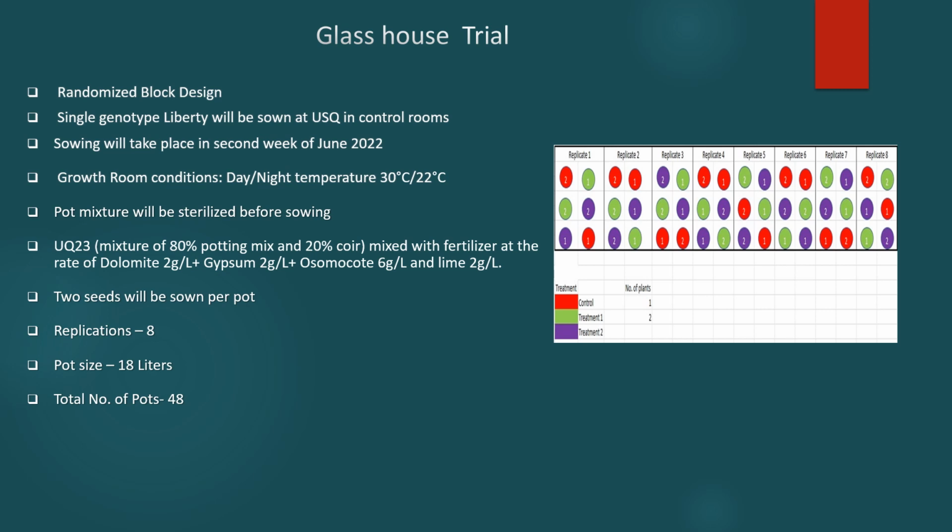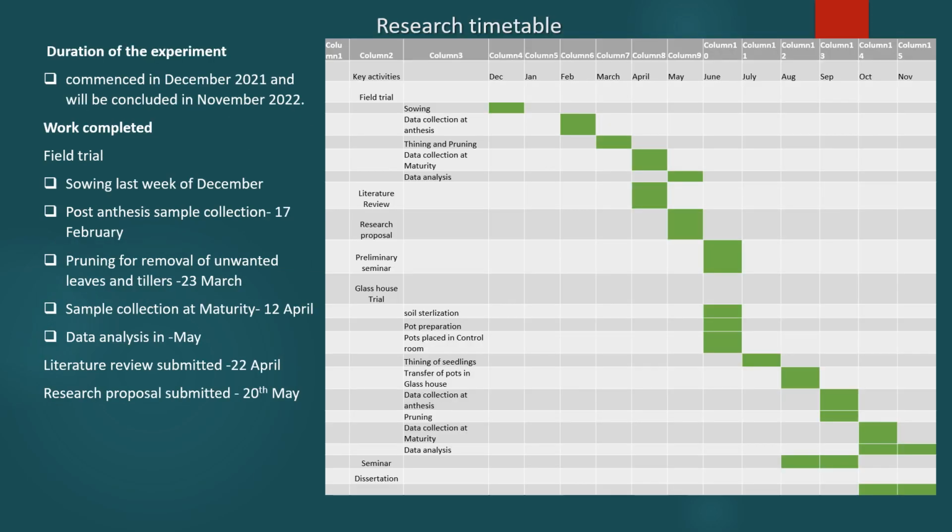I will cultivate my crop in pots of 18 liters in size, and the pot mixture will contain UK23 mixture of 80% potting mix and 20% coir mixed with fertilizer at the rate of dolomite 2 gram per liter, gypsum 2 gram per liter, osmocote 6 gram per liter and lime 2 gram per liter, and the mixture will be sterilized before sowing 2 seeds per pot. Suitable temperature required to grow sorghum in the control room will be 30 degrees Celsius in day and 22 degrees Celsius in night. Duration of the experiment.